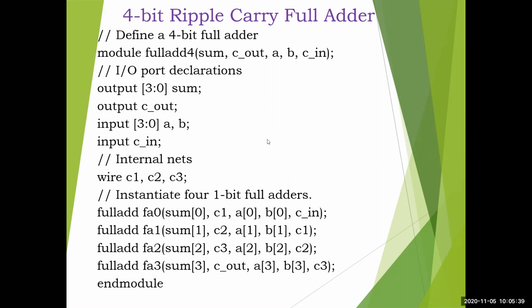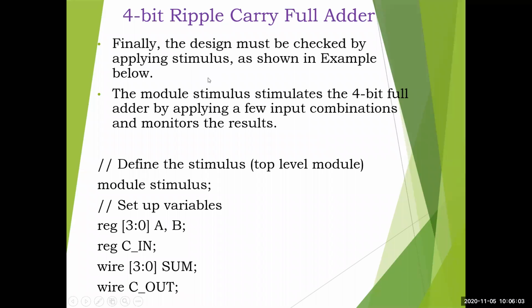But since here it is a 4-bit full adder, you have many combinations, 16 combinations you will get, right? 2 to the power 4, 16. You can do all, like in multiplexers, but there you had only 4 combinations, so we did it. But with 16 combinations it is not necessary, if you see some random 3 or 4, you'll come to know it is working, right? So in the same way I'm doing the stimulus module here, I'm not writing it for all. Finally, the design must be checked by applying stimulus. As shown in the example below, the module stimulus stimulates the 4-bit full adder by applying a few input combinations, not all.